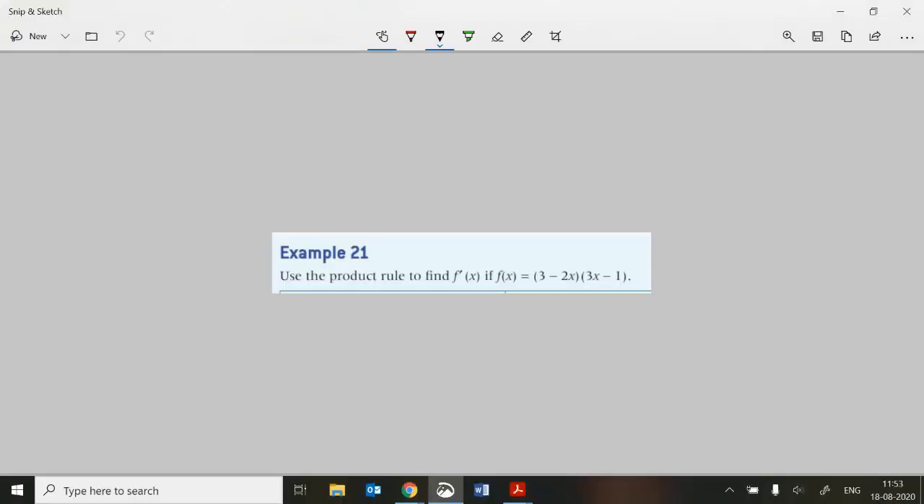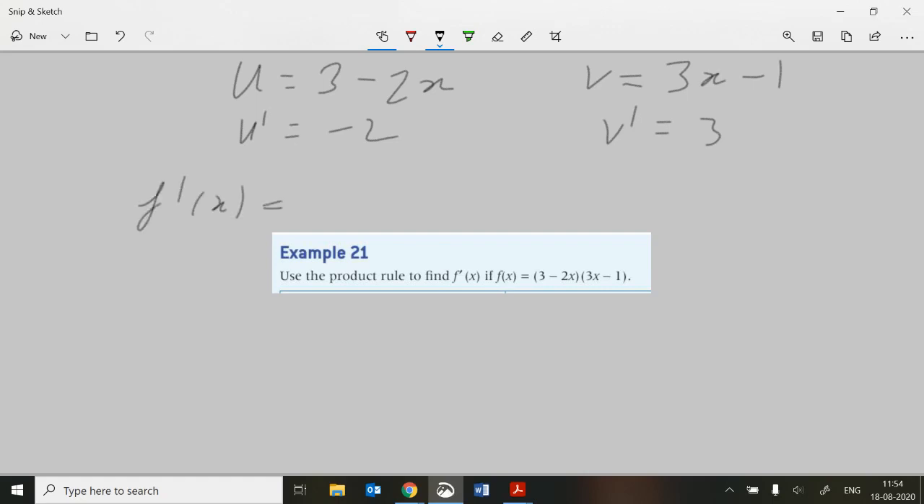This one says, use the product rule to find f dash of x when here are your two functions. So always set this one up in terms of the two functions to start off with. So that's our u, this is our v, so we've got 3x minus 1. u dash, or du/dx, is equal to minus 2. v dash is equal to 3. So when we stitch these things together, we'll get f dash of x is u, minus 2x, times 3 plus v times u dash, which is minus 2.